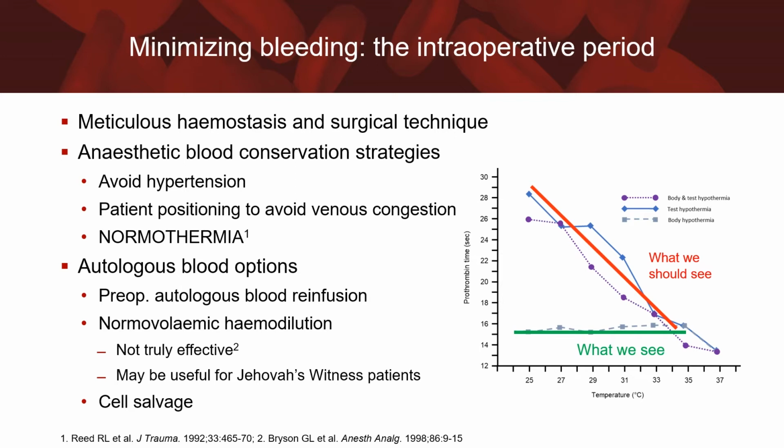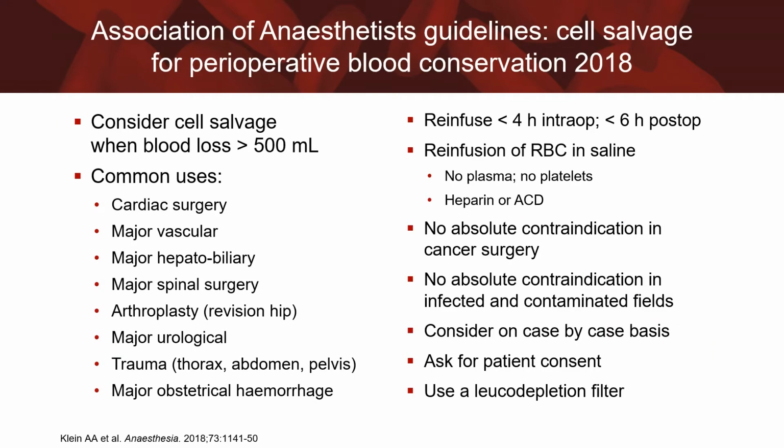Now, the procedure consists of harvesting blood at the beginning of surgery, replacing it with normal saline, and then reinfusing the blood after the hemorrhagic phase of surgery has passed. And we have a very important measure, which is cell salvage. Cell salvage should be considered when blood losses are expected to be over 500 mL. Cell salvage is commonly used in a number of major surgical procedures. Reinfusion should be according to the equipment manufacturer's guidelines.